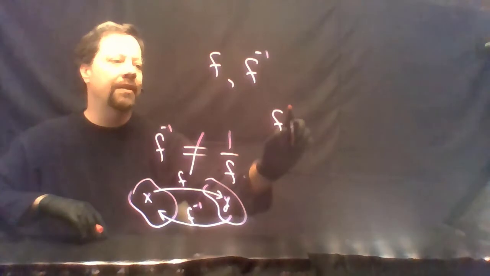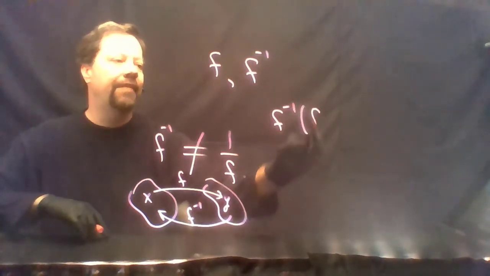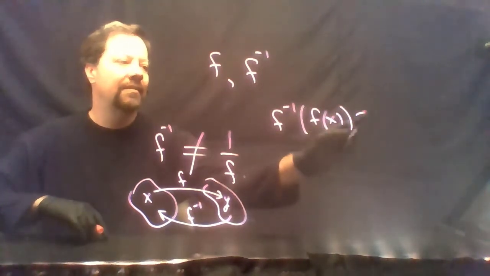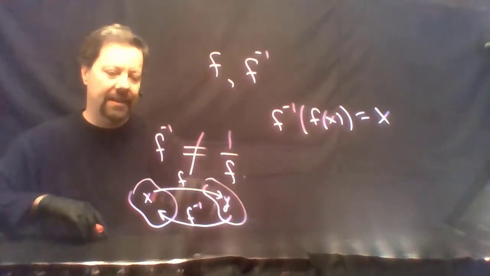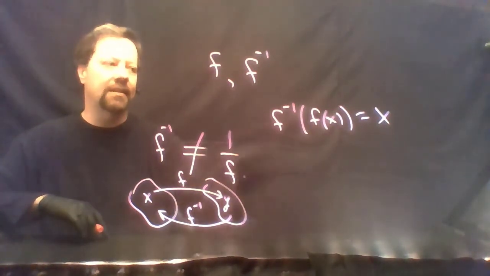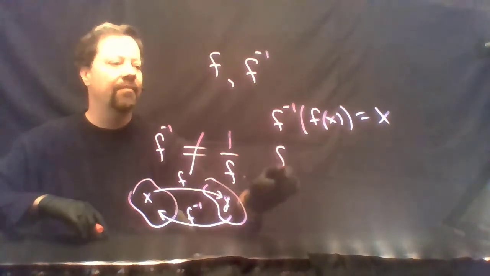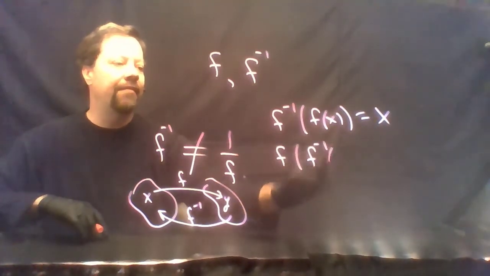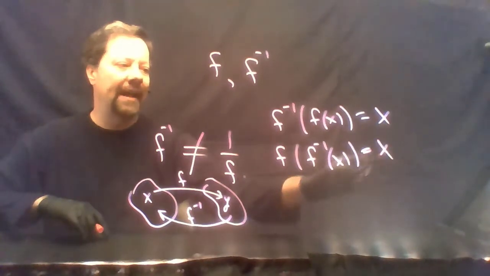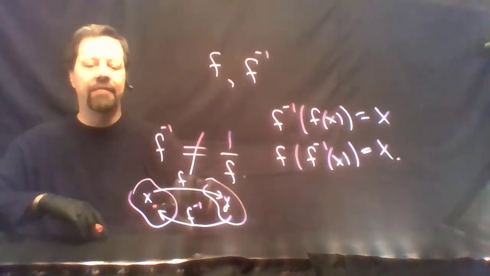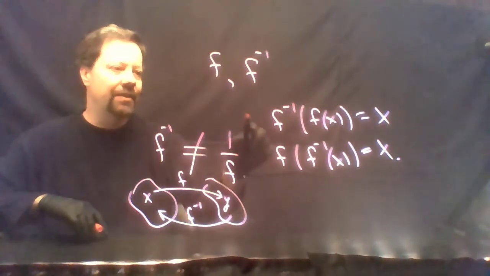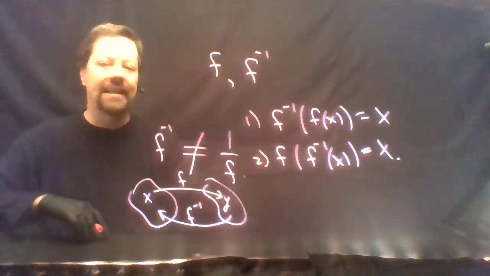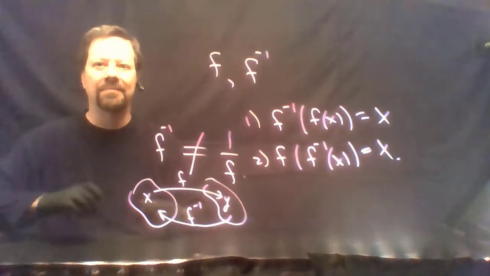By the definition of inverse function, we want f inverse of f of x to be x. Whatever f does to the x, f inverse undoes and sends it right back. F of f inverse of x will also be x. Whatever f inverse does, f undoes. Inverse functions behave according to these two properties.